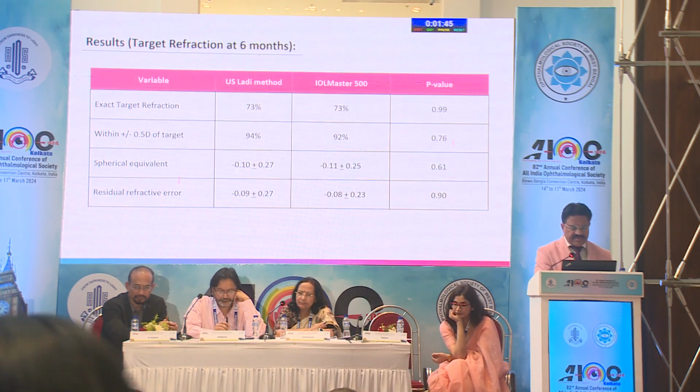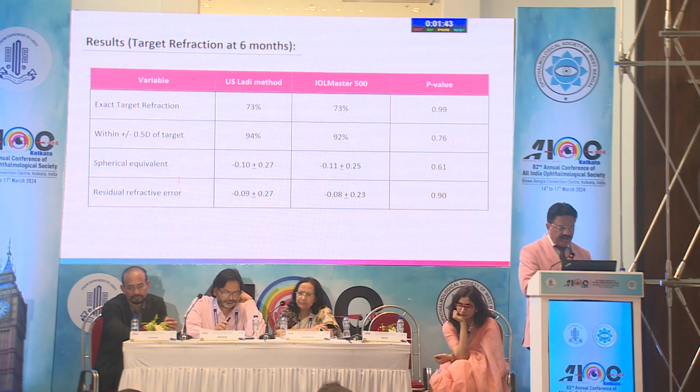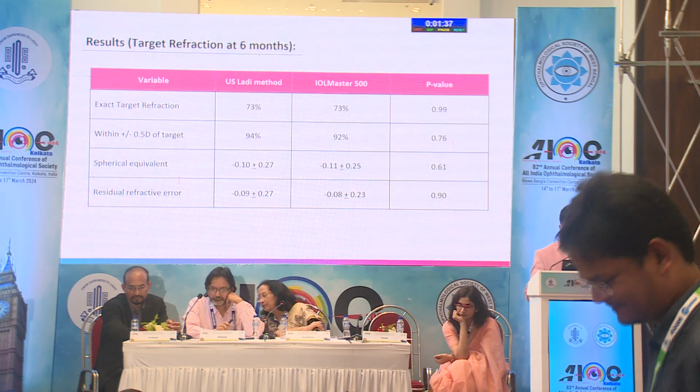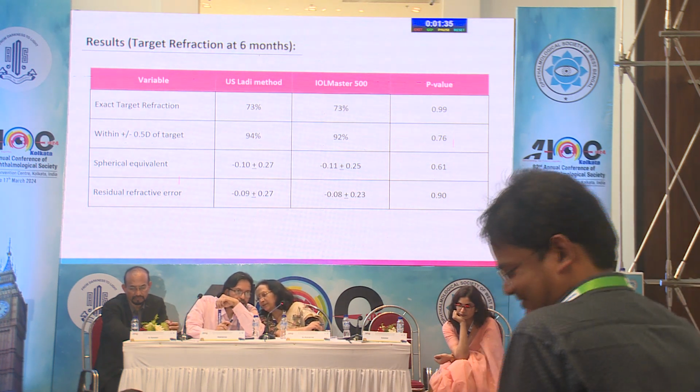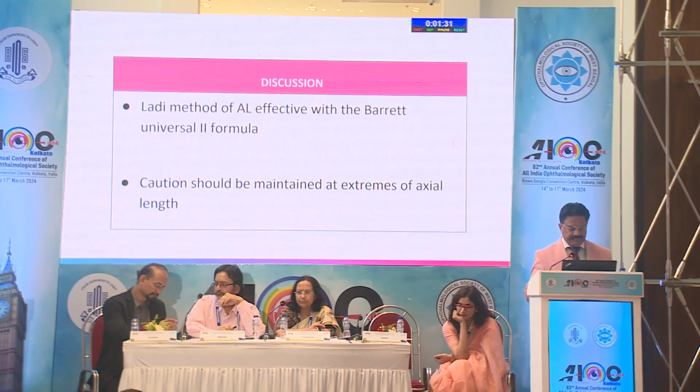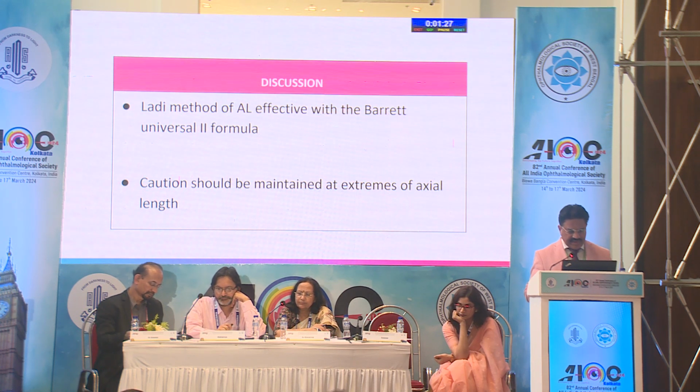Exact target refraction was 73% in both the eyes, while within 0.5 diopter was 94% in ultrasound and 92% in optical, but not statistically different. Spherical equivalent and residual refractive error were both within the range, achieving the target. No statistical difference. The Ladi method of axial length is effective with the Barrett Universal 2 formula. Caution should be maintained at extremes of axial length.